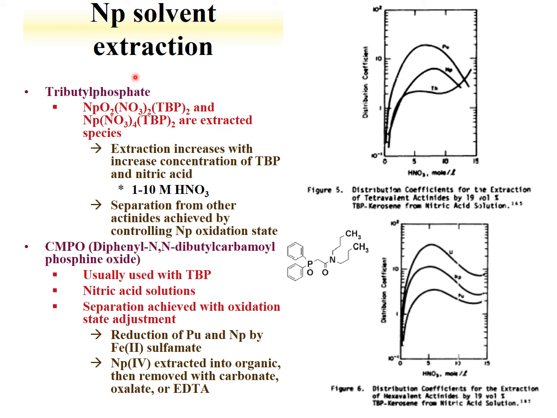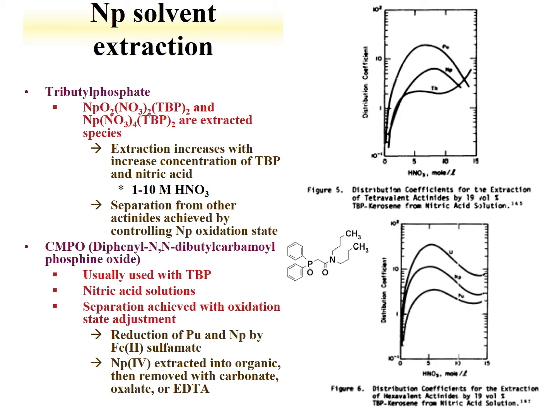We've already discussed the solvent extraction based methods using tributyl phosphate, where very similar to the uranium, we get the neptunium-6, 2 nitrate tributyl phosphate, and as we'll see with plutonium, the neptunium-4 with 4 nitrates tributyl phosphate system extracted. Data is shown here for the extraction of tetravalent neptunium and hexavalent neptunium.